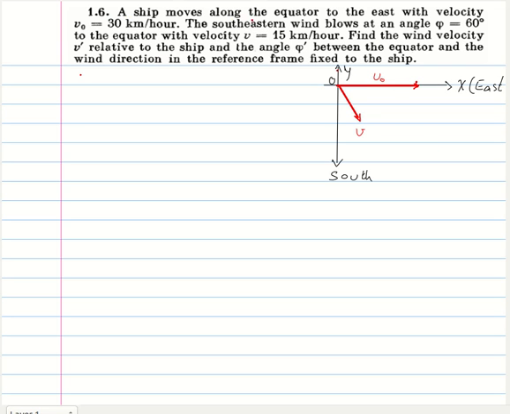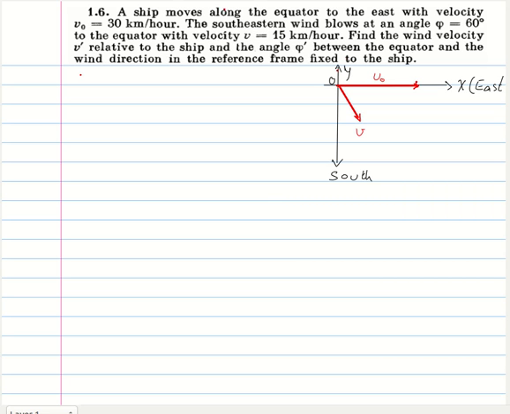A ship moves along the equator to the east with velocity v naught equal to 30 km per hour. The southeastern wind blows at an angle phi equal to 60 degrees to the equator with velocity v equal to 15 km per hour. Find the wind velocity v dash relative to the ship and the angle phi dash between the equator and the wind direction in the reference frame fixed to the ship.